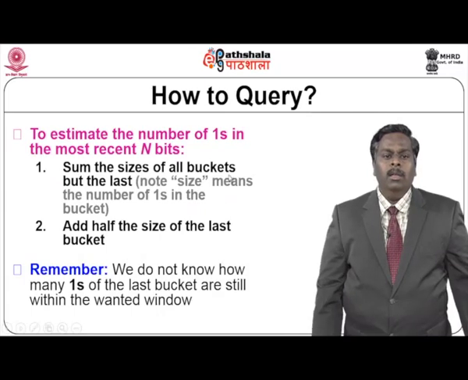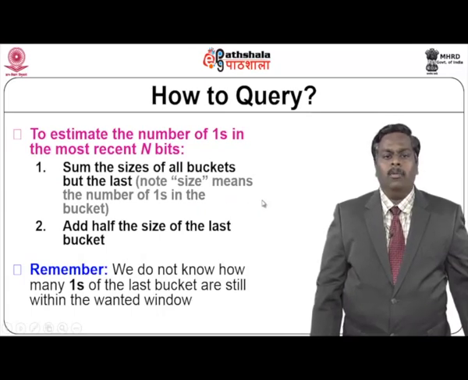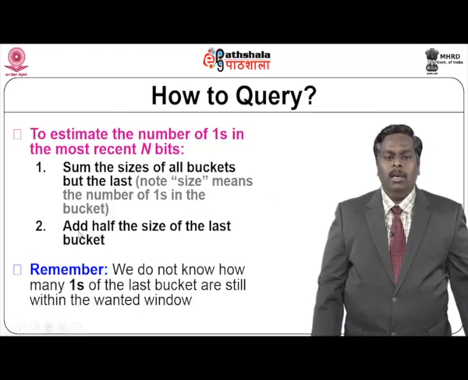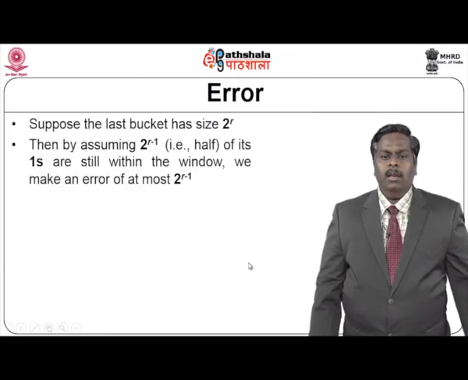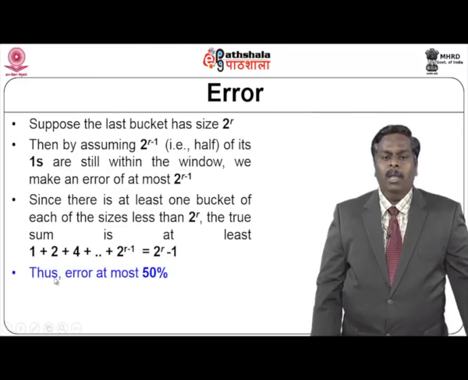Now, how to query? When you want to query, you will have to sum the size of all the buckets and then add half the size of the last bucket. When we are doing so, we should know how many ones there are in the last bucket and what quantum needs to be added. The error when you are computing will be 50%. How is this error 50%? If the last bucket size is 2 to the power of r, and we take half of it, then it is 2 to the power of r minus 1. So, the last bucket size is 2^r and it is going to contain at least 2^(r-1), which is equal to 50%.